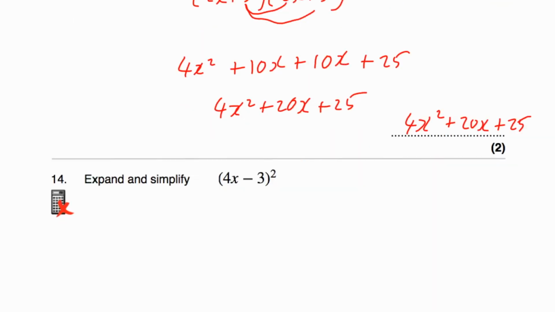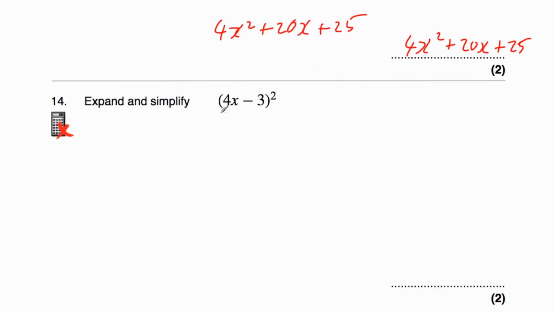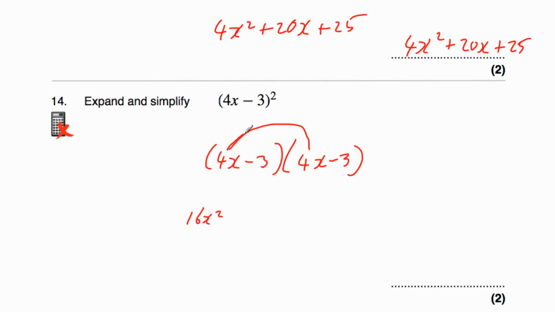Okay, our next question, question number 14. So this time we've been asked to expand and simplify 4x minus 3 all squared. So again, we've got the bracket squared, so it means we're multiplying it by itself. 4x times 4x would be 16x squared. We've then got 4x times minus 3. So 4 times 3 is 12, so 4 times minus 3 would be minus 12x.